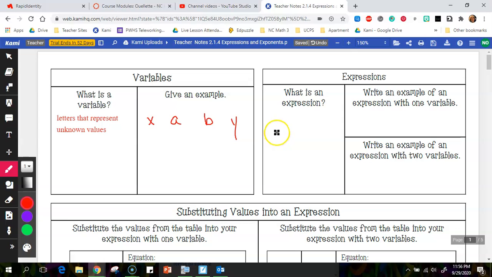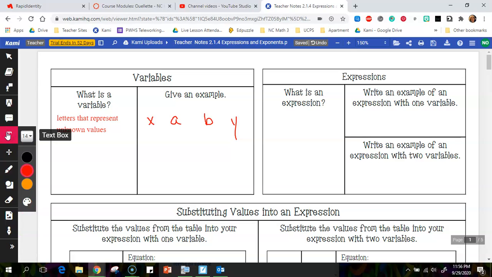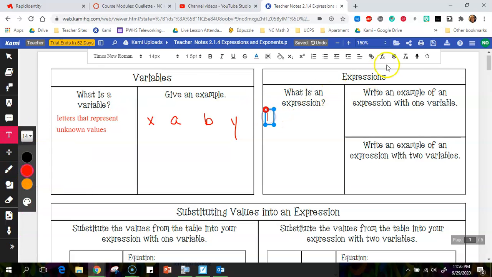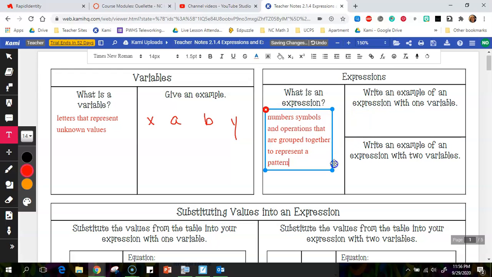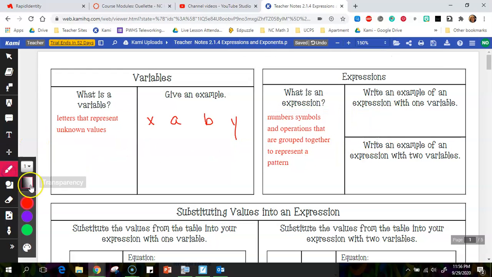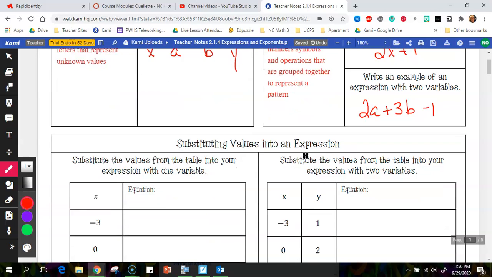What is an expression? An expression is different from an equation. It doesn't have equals marks in it. Numbers, symbols, and operations that are grouped together to represent a pattern. Write an example of an expression. Something like 2x plus 1. So there's no equals or anything. It's like a polynomial or whatever. Another example with 2 variables would be 2a plus 3b minus 1. So those are examples of expressions.